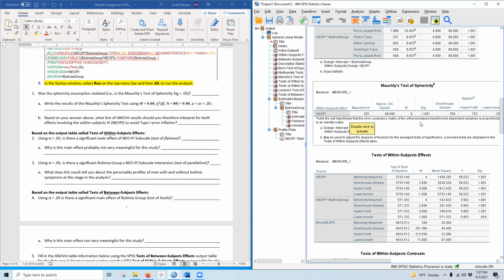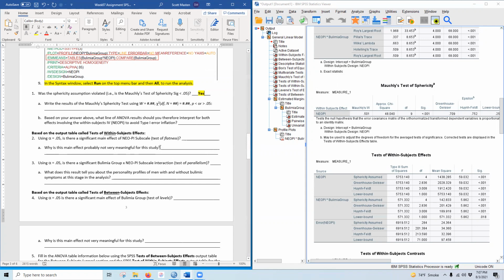So Mauchly's sig is 0.001, or it's actually less than 0.001. So was the sphericity assumption violated? You bet it was. Sig is definitely less than 0.05. It's teeny tiny. I mean, it almost always is violated, gotta be honest with you.